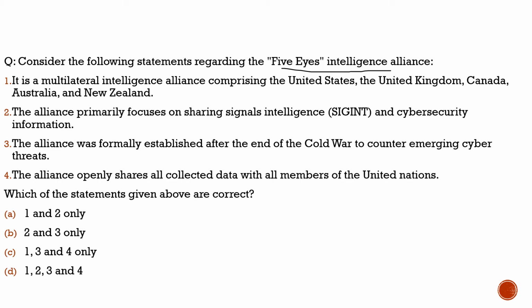Here the question says, consider the following statements regarding the Five Eyes Intelligence Alliance. First statement: it is a multilateral intelligence alliance comprising the United States, the United Kingdom, Canada, Australia, and New Zealand. 100% correct. It was brought in 1946, so it is the oldest intelligence alliance. So the first statement is 100% correct.